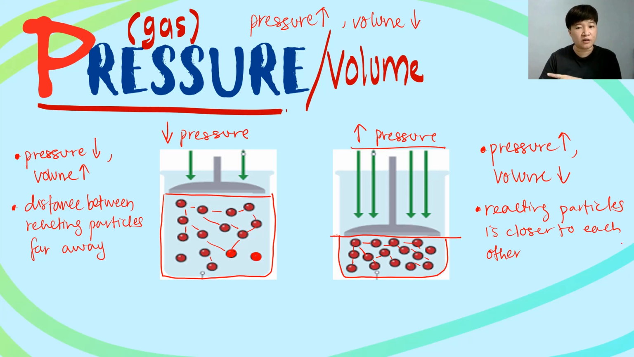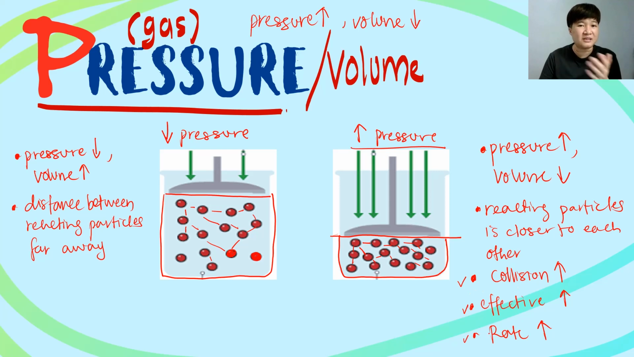Obviously, the one that's closer. So obviously over here, the collision increases. So we are talking about the same thing, guys. The collision increases. Then what happened? Effective collision increases. When the effective collision increases, the rate of the reaction increases again. So the last 3 points are pretty much similar.